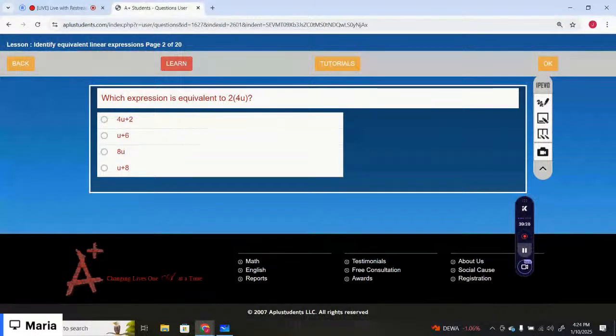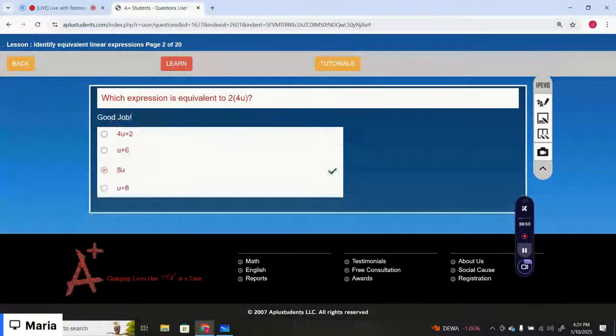Which expression is equivalent to 2 times 4u? So which is the correct option? 2 times 4 is 8u. Option number 3 is the correct option. That is 8u.